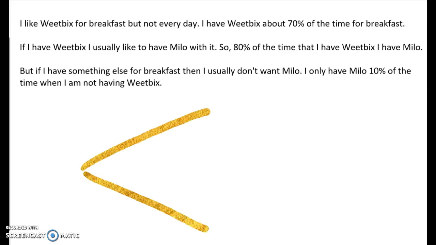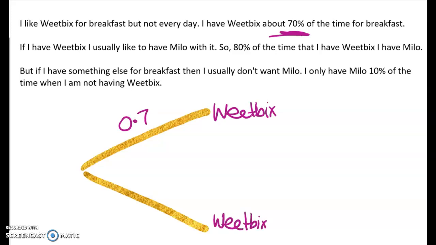So here, the first branch is about Weet-Bix. So I put Weet-Bix on here. This is, do I have Weet-Bix? And I have Weet-Bix about 70% of the time. So I'm going to write that as a decimal, 0.7. Now, I'm not told what I have on the other days, so we're just going to say not Weet-Bix, and we use this dash notation, right? Remember, this means the complement of the event. So not Weet-Bix, and that must be 30% of the time, right? Because those two numbers have got to add up to be 1.